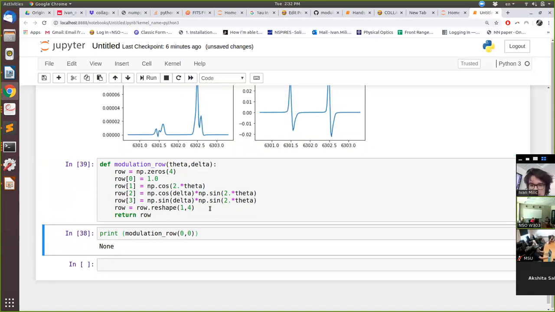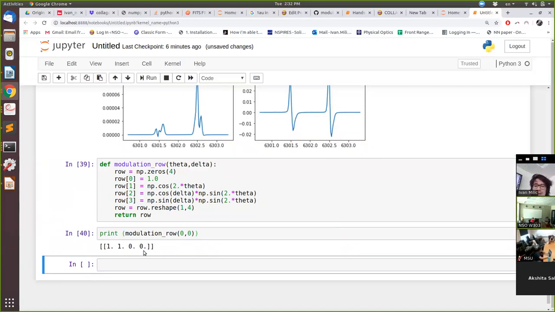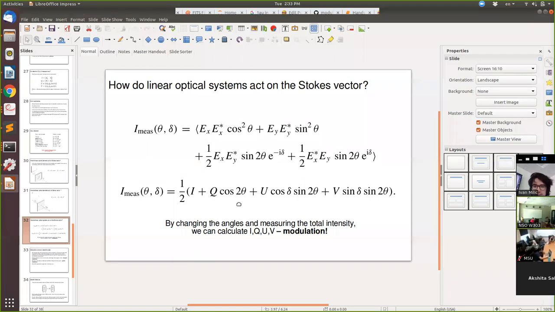Why didn't you correct me? Okay, and it's 1, 1, 0, 0. Does it make sense? Well, it does, because if theta is 0, cosine is 1, etc. So basically I'm measuring I plus Q.